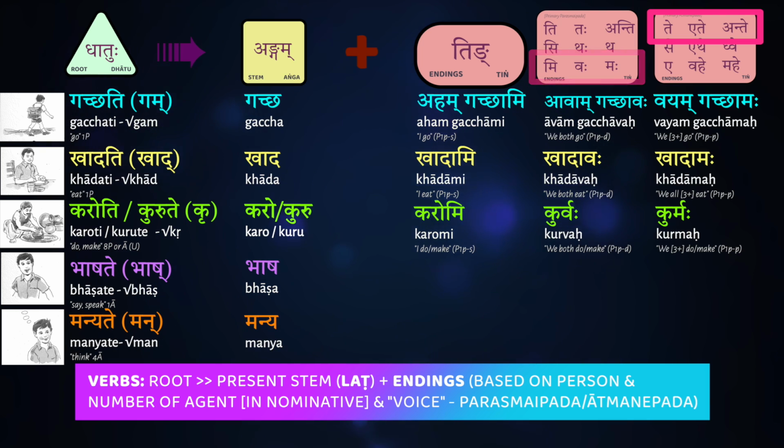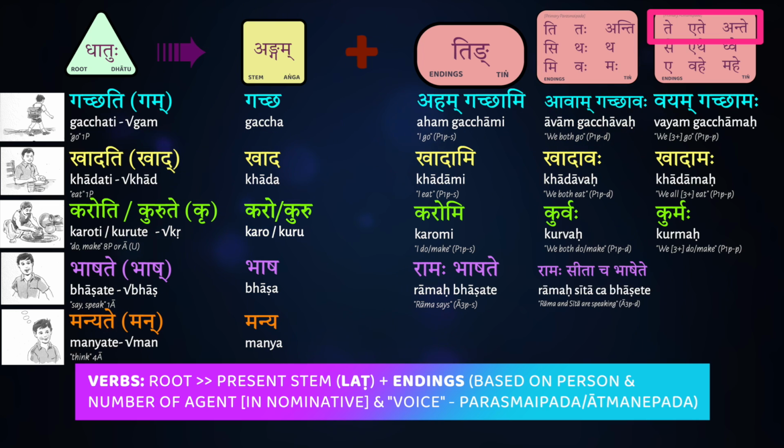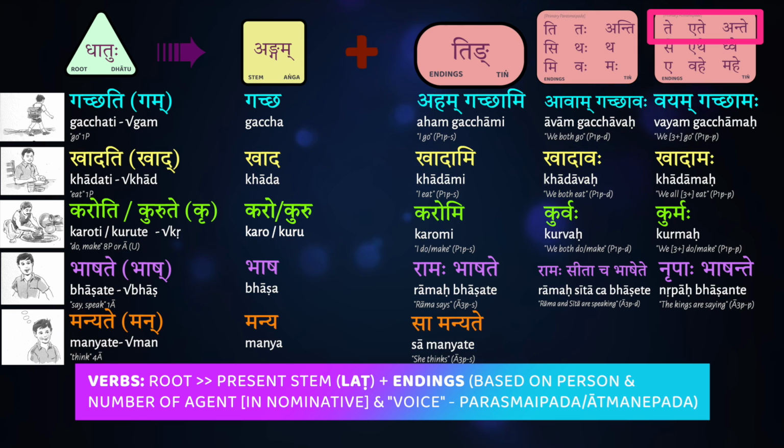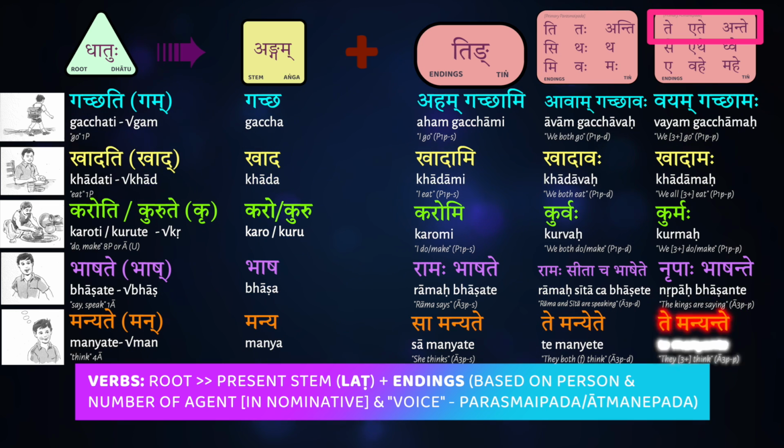Switching finally to Ātmanepada, let's take bhashate, to speak. For prathama purusha, we'll get Ramaha bhashate. Rama is talking. Ramaha sitacha bhashete. Rama and Sita both are talking. Or Nrupaha bhashante. The three or more kings are talking. For the root man, meaning think, we'll have sa manyate, she thinks. Te manyete, the two of them think. Te manyante, the three or more of them think.